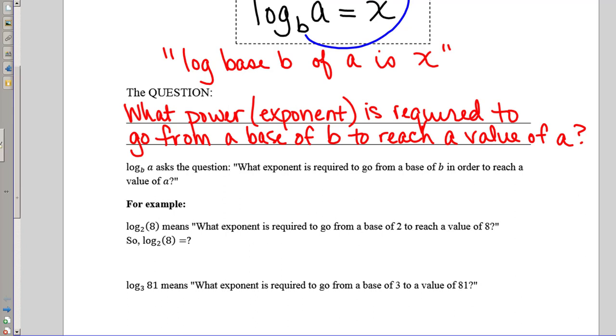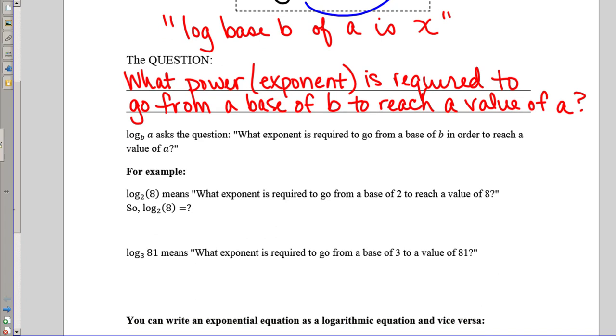For example, if I have log base 2 of 8, that is basically asking what exponent is required to go from a base of 2 to reach a value of 8. So 2 to what power equals 8? Hence all the practice with 2 to some power, both in the problem sets and with the lesson 7 intro that we talked about. So 2 to what power?